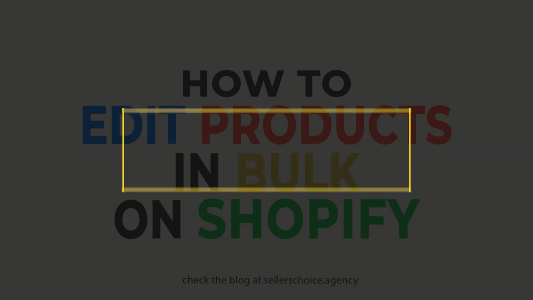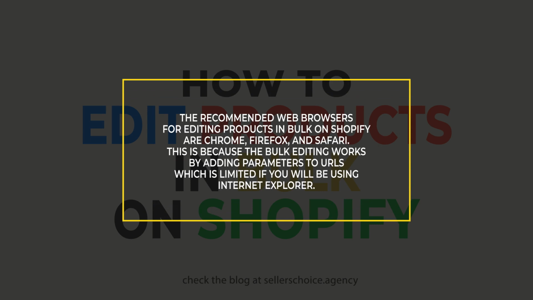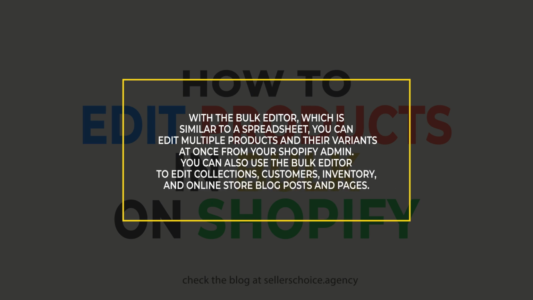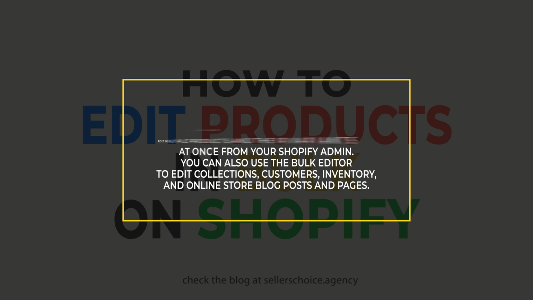The recommended web browsers for editing products in bulk on Shopify are Chrome, Firefox, and Safari. This is because the bulk editing works by adding parameters to URLs, which is limited if you'll be using Internet Explorer. With the bulk editor, which is similar to a spreadsheet, you can edit multiple products and their variants at once from your Shopify admin. You can also use the bulk editor to edit collections, customers, inventory, and online store blog posts and pages.